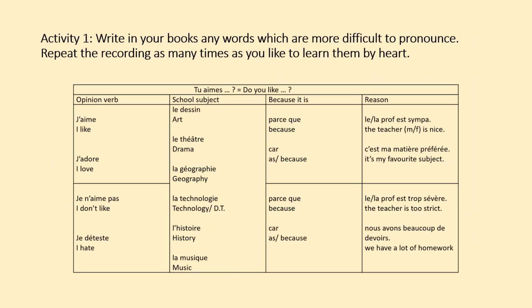And now, as I read through the vocabulary from today, just the school subjects and the new reasons, I want you to pause if you need to write down any vocabulary you're finding more difficult to pronounce. So first of all, I'll read through the French. You pause at any moment you need to write down that French, okay, that you're finding difficult to say.